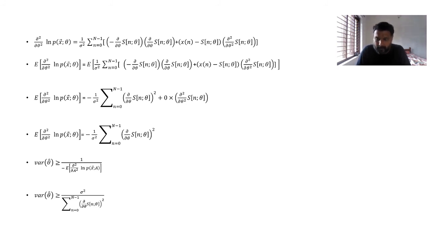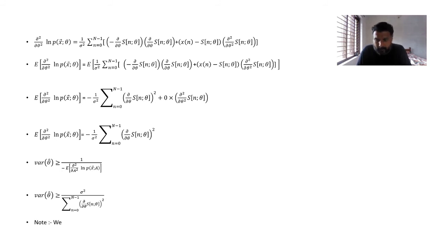From this we can note that if the derivatives in the denominator have a larger value, then the right-hand side will have a small value. Thus, the signal that changes rapidly with the unknown parameter will result in an accurate estimator. That is a note you should take down.